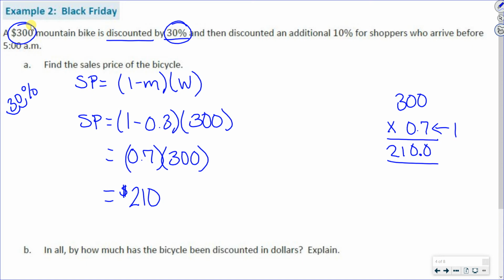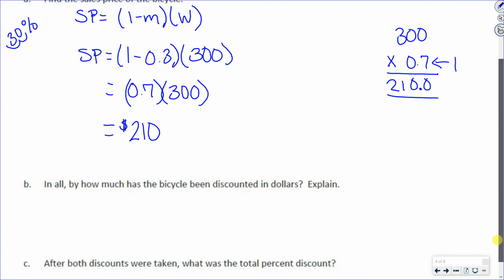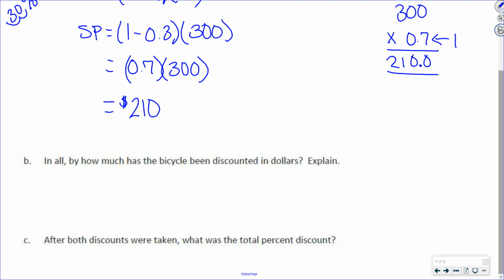Okay. So in all, by how much was the bicycle discounted in dollars? Well, remember, we just got to start off with what our original price was. The original price of the bike was $300. The new price is $210. So how much should we discount the bike by? 90 bucks.